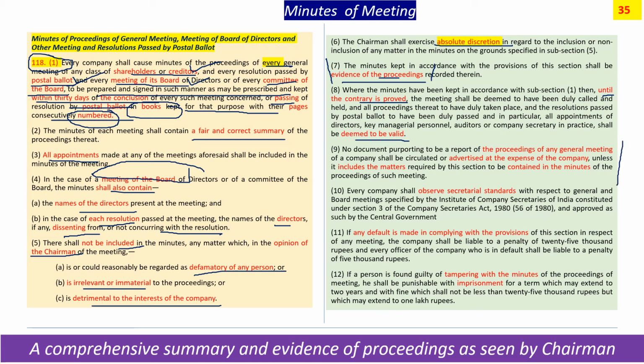And the proceedings of the annual general meeting normally will not be advertised at the expense of the company. If they are, it should be strictly based on the contents of the minutes, and the minutes should follow secretarial standards, and any non-compliance or tampering with the minutes renders liability to fine and penalty for the offense.